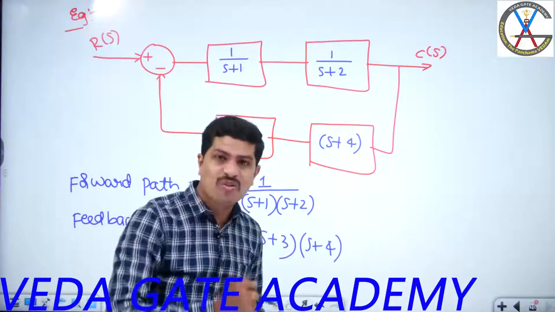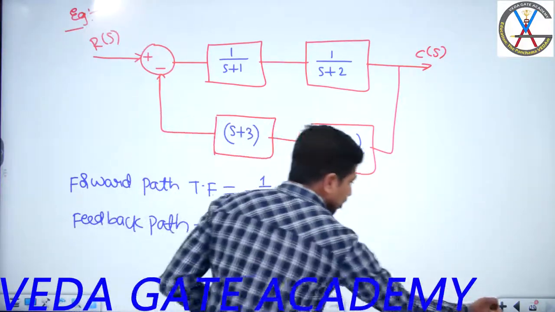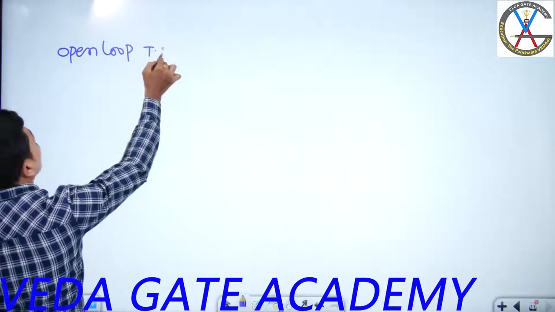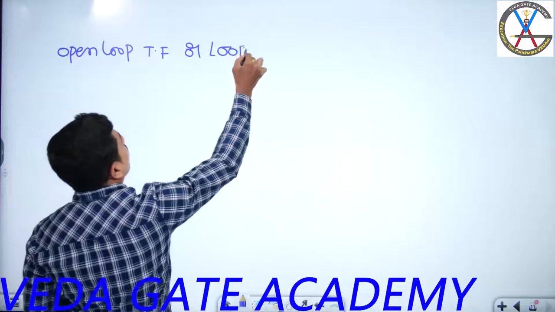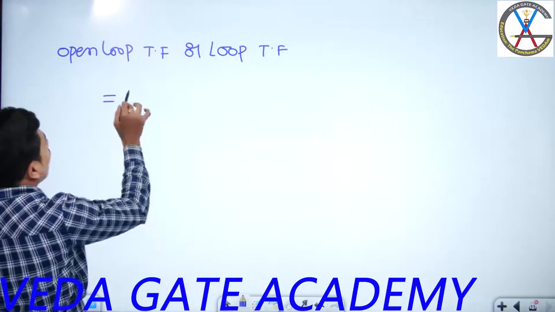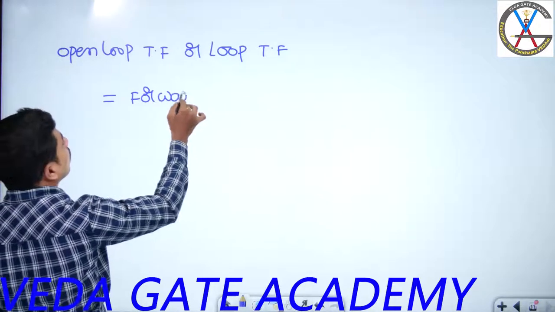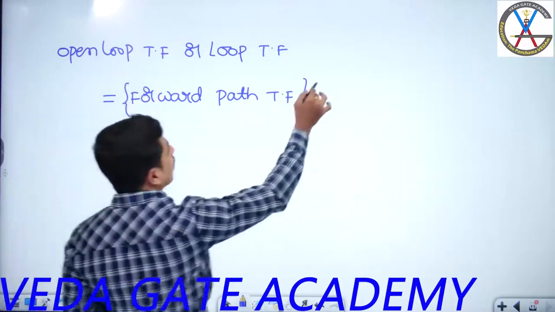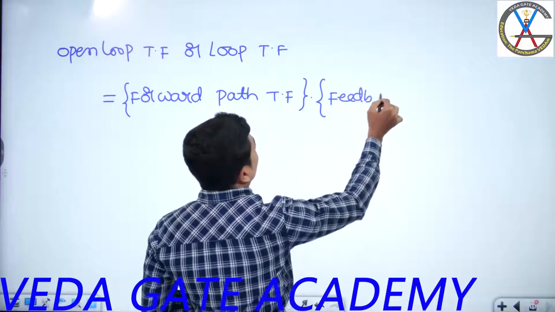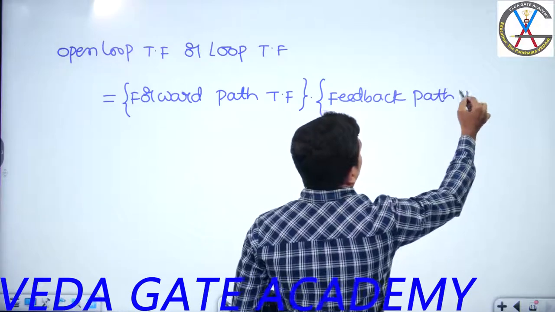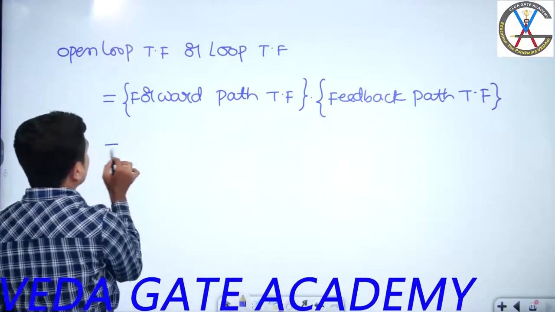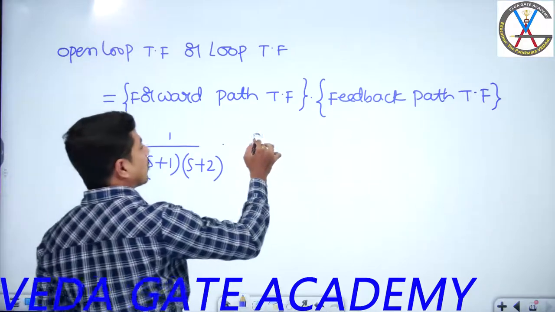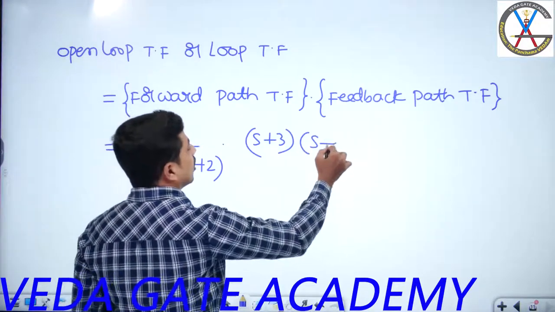What is the open loop transfer function or loop transfer function? Let's write on the next page. Open loop transfer function or loop transfer function is equal to the forward path transfer function multiplied with the feedback path transfer function. What is the forward path transfer function? 1 by s plus 1 into s plus 2. What is the feedback path transfer function? S plus 3 into s plus 4.